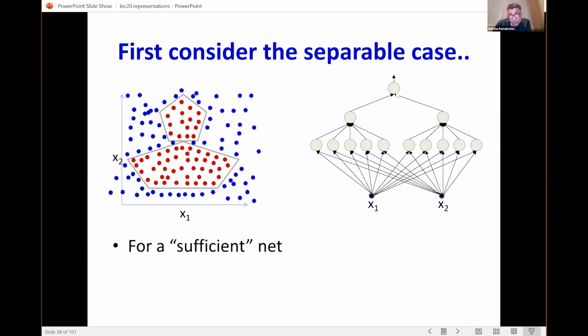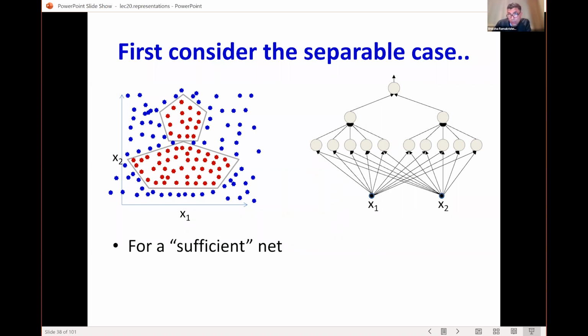So assume that you have a sufficient network. We've seen in our first lecture and the second lecture that for this double pentagon decision boundary, a network of this kind would suffice. You have five neurons. You have this subnet with five first hidden layer neurons, which captures one pentagon. You have a second subnet, which captures the second pentagon. And then you have the final neuron over here, which sort of pools over these two guys.